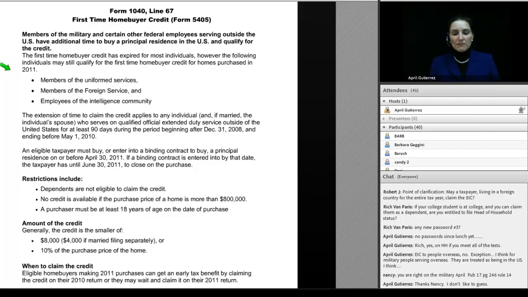The first-time homebuyer credit has expired for most individuals. However, the following individuals may still qualify for the first-time homebuyer credit for homes purchased in 2011. And they include members of the uniformed services.